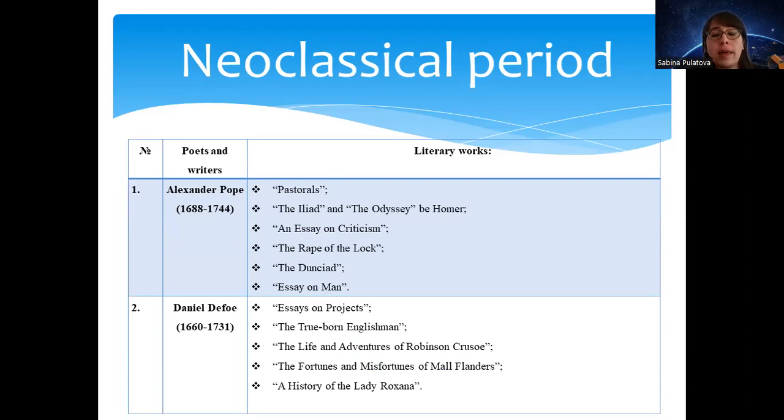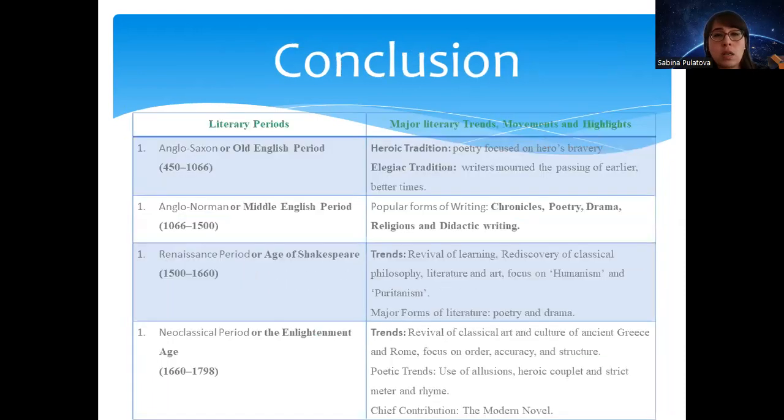Daniel Defoe and Jonathan Swift at that time created their masterpieces like Robinson Crusoe and Gulliver's Travels, which made them famous all around the world.